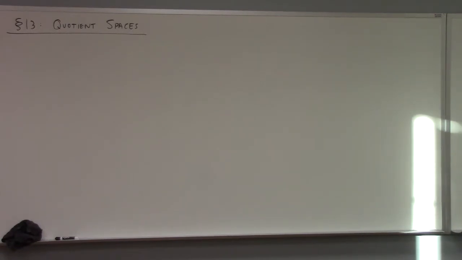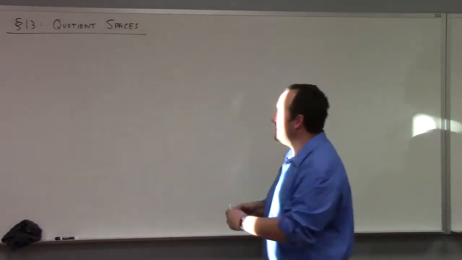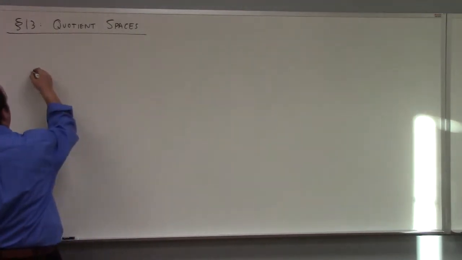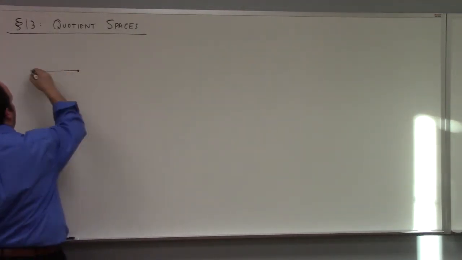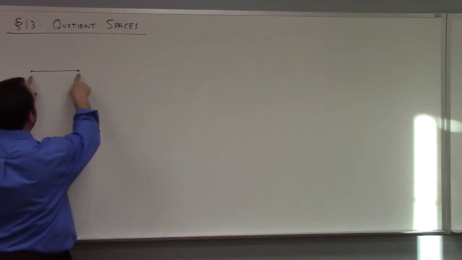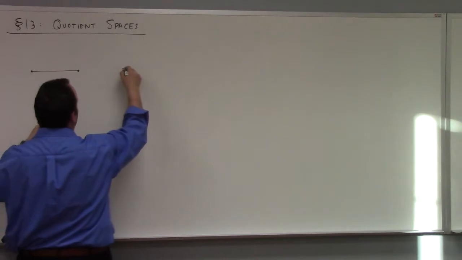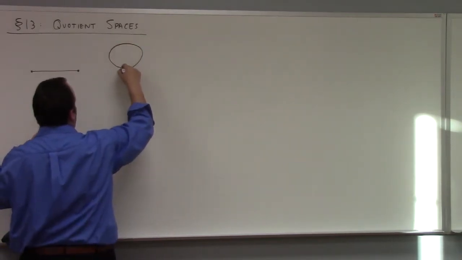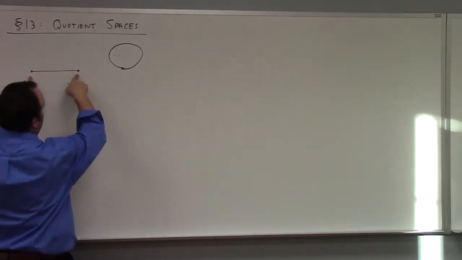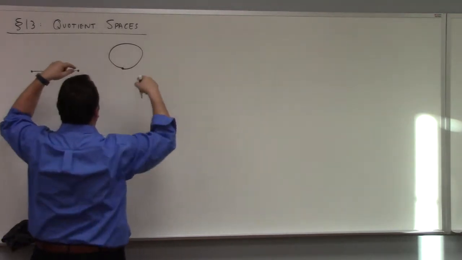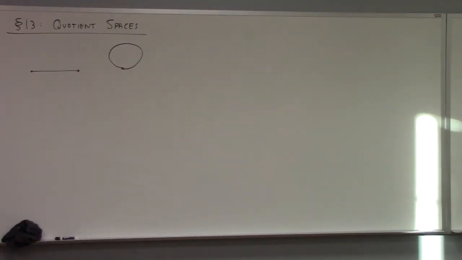Now maybe you could take a line segment, right? And if you could take these two points and somehow connect them, it seems like you could take this line segment and make it into a circle by just attaching those two points. That's roughly speaking an example of a quotient.